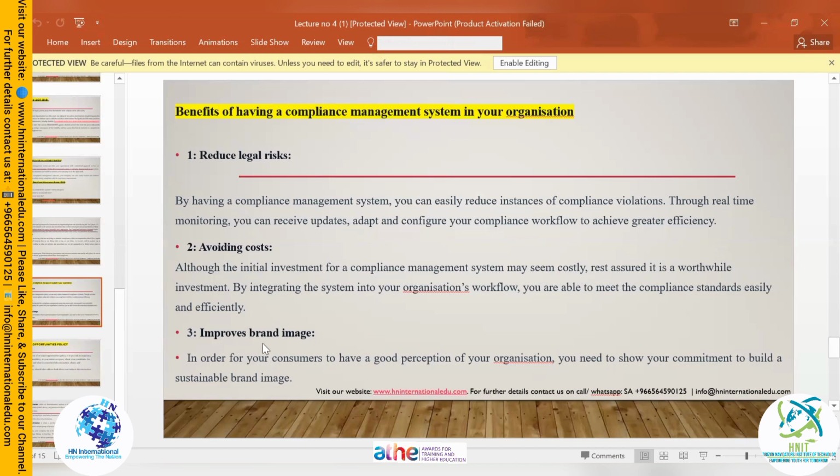The third one is improve brand image. When your company always does whatever they say they will do for the satisfaction of the employees, you will always improve your brand image. You will always enhance your product's efficiency in the marketplace. So you will definitely stand out among your competitors.